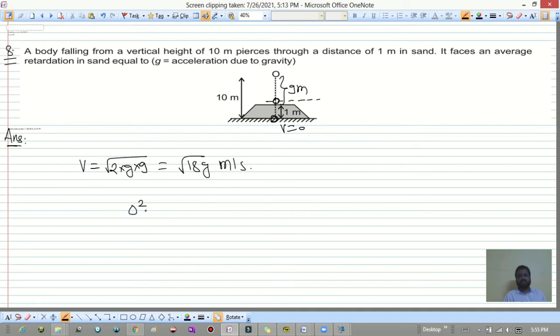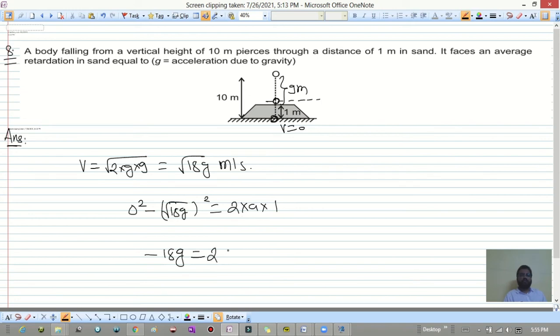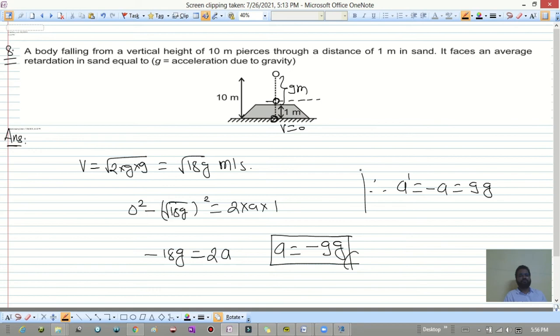So final velocity is 0 squared minus initial velocity, that is root 18 g whole squared, is equal to 2 into a into s, s is 1. So if you just calculate this, you will get minus 18g is equal to 2 into a, and what is a then? Minus 9g. This is the acceleration which we have, but they want retardation. So retardation a dash is equal to minus of a, which is 9g. So I hope this is clear. It's very simple.